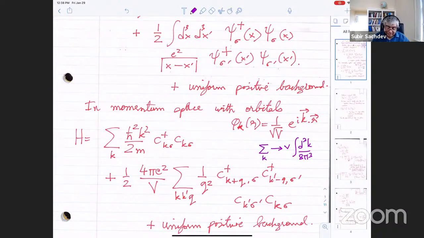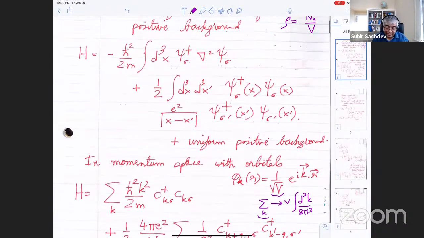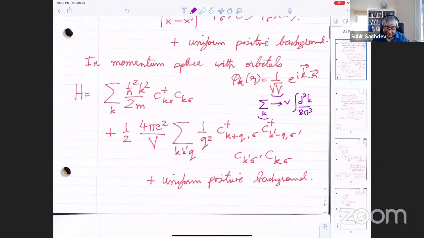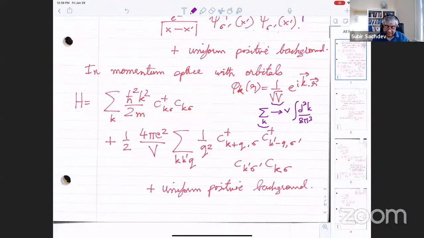I'll often use this explicit factor of k, and this is normalized to unity, so you have to keep track of these factors of 1 over volume. All right, so you now take this basic interaction, the static Coulomb interaction, and the kinetic energy of the electrons, and you write it out in momentum space. Again, I am not writing out the uniform positive background. We'll see in a minute why I don't really need to keep track of it. It'll take care of itself pretty soon.